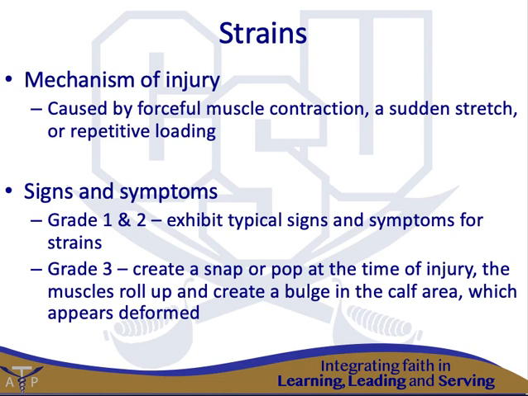We look at signs and symptoms. They're a little different between grade 1 and 2 and grade 3. With grade 1 and grade 2, we usually see the typical signs and symptoms of a normal strain that we talked about in the rest of the body, so we have pain, point tenderness, and the like. For grade 3, we typically hear a snap or a pop at the time of the injury, and the muscle rolls up, creating a bulge in the calf area. When we also have an Achilles tendon injury and we squeeze the calf muscle, that foot will not go into a plantar flexed position as we typically would see with an intact Achilles tendon.